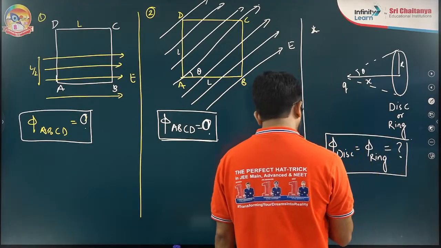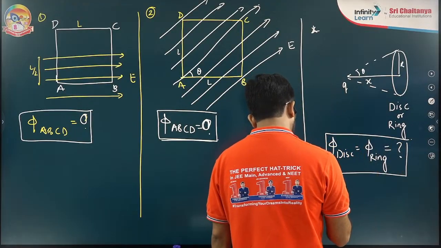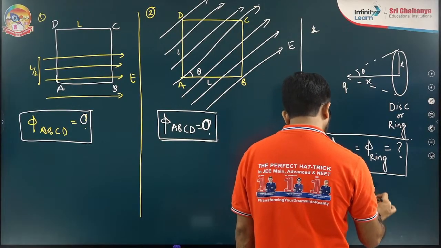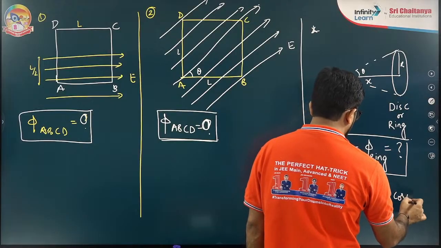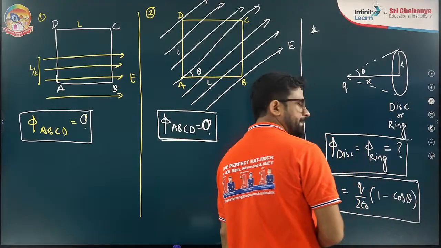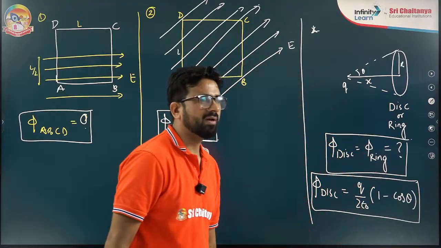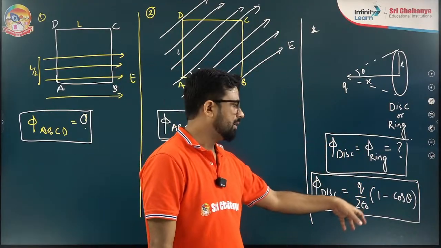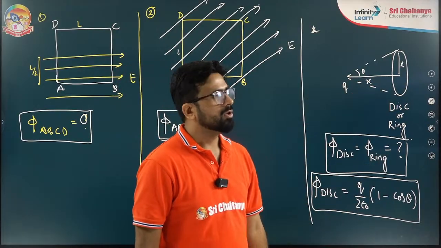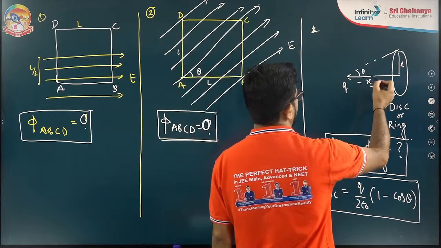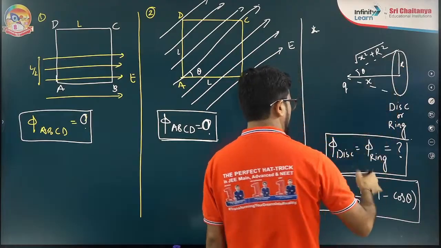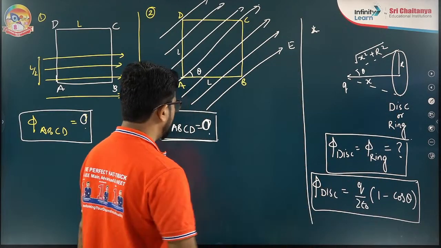So I want to write it. This is a very basic thing. The flux due to the disk is equal to q by 2 epsilon naught into (1 minus cos theta). Its derivation I am skipping for now. This theta is very simple. What is cos theta? This is x, and this would be under root of x square plus r square.